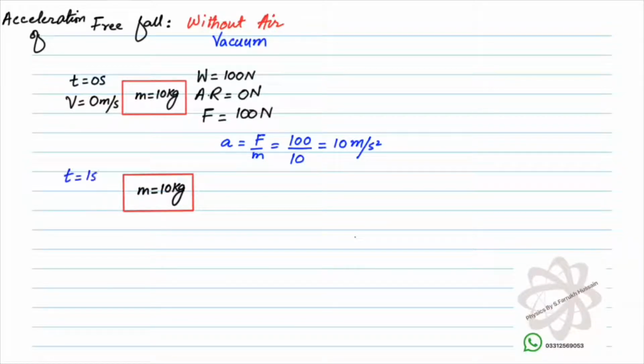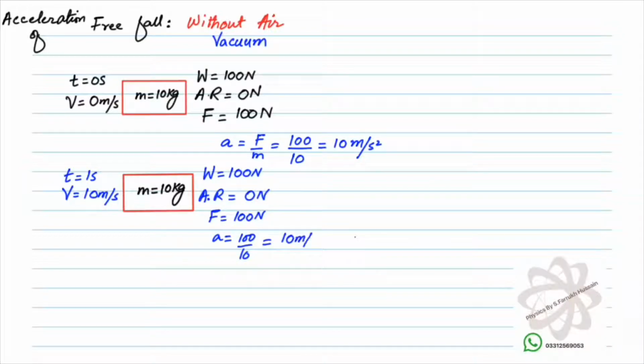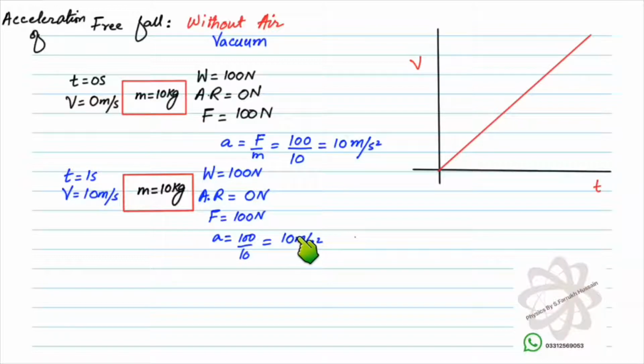There will be no change to its weight, and there will be no change to air resistance, so there will be no change to resultant force, and hence no change to acceleration. So concluding this, the object will have the same acceleration throughout its motion, which will be 10 meters per second square, or you can say after every second there will be rise in velocity of 10 meters per second for the object. So the graph will be a straight line through origin. Constant gradient means constant acceleration.